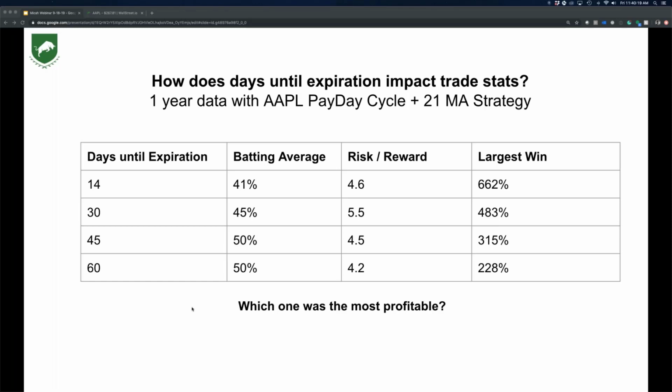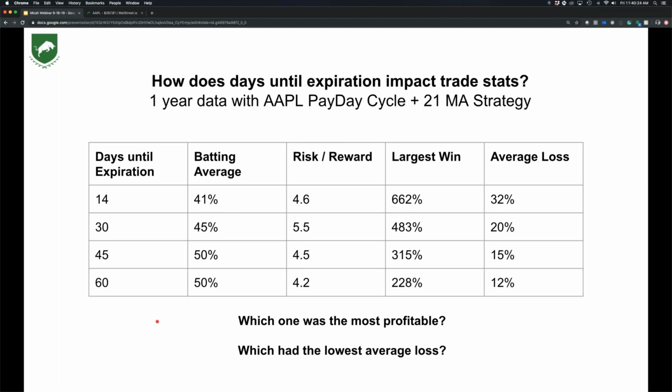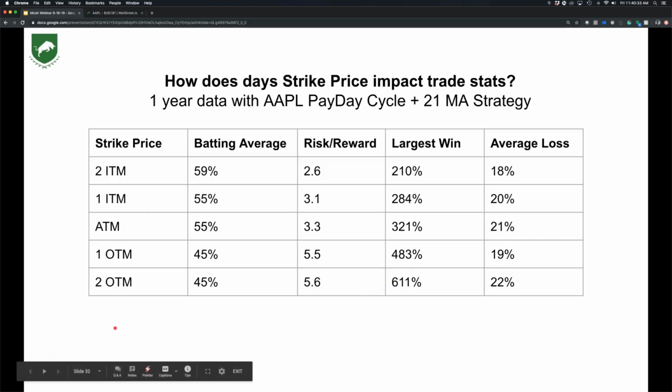All right, so 30 days was actually the winner for most profitability. Which one had the lowest average loss? Actually down here at 60 days, but still, the most profitable one was actually 30 days out. So here was the next inquiry we ran.